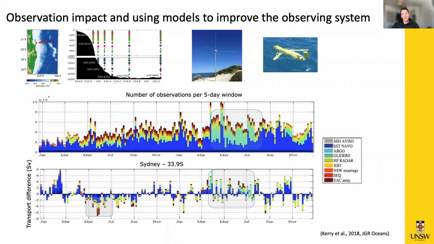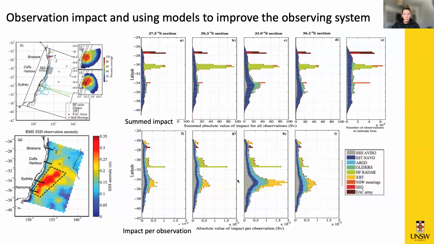And the glider observations off of Sydney have a significant impact as well when they are sampling the eddies off Sydney. So when we looked at these observation impacts, we looked at 5 different circulation metrics: longshore transport through 4 different cross sections at 28 south, 30 south, 34 south, and then into the EAC southern extension at 36 south, and then spatially averaged eddy kinetic energy in this region of high EKE.